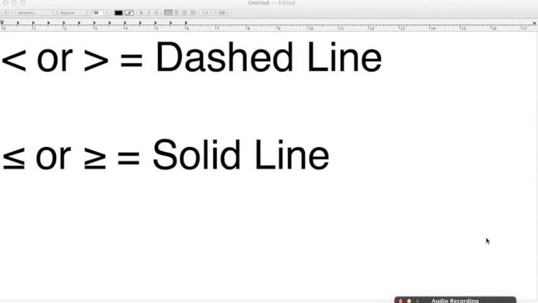The next symbol is a less than or equal to or a greater than or equal to. It's basically a less than or greater than sign with a line under it, and that means there's a solid line. This means the points on the line are also included in the solution. The way I remember it is there's a solid line under the less than or equal to or greater than or equal to sign, so the line is solid. If you can remember little tricks like that, like I can, it's always helped me out a lot with memorization. Next, I'll start showing you some examples and how to graph.